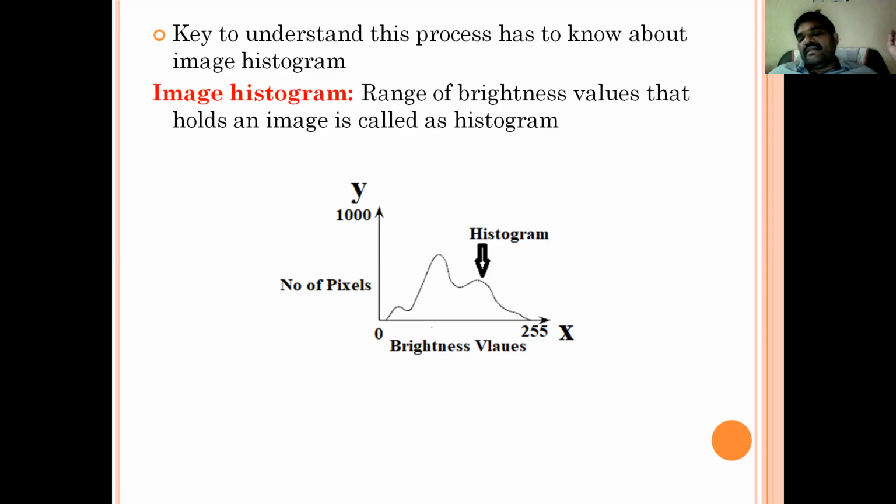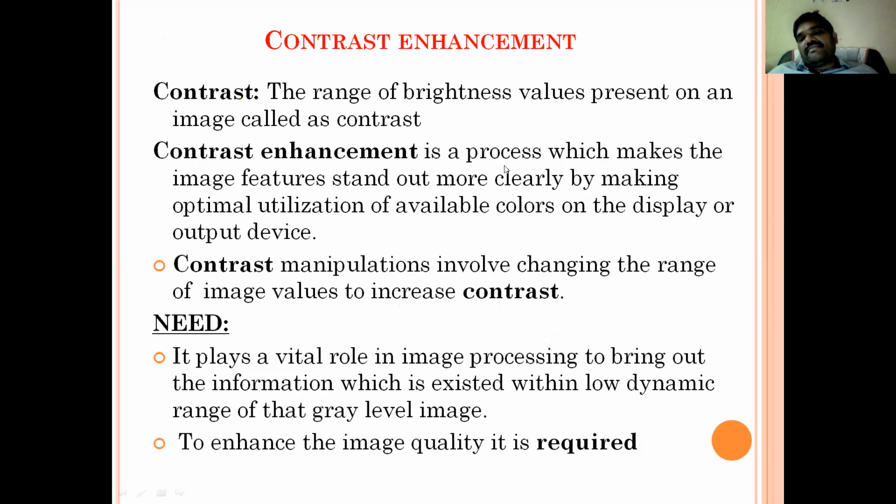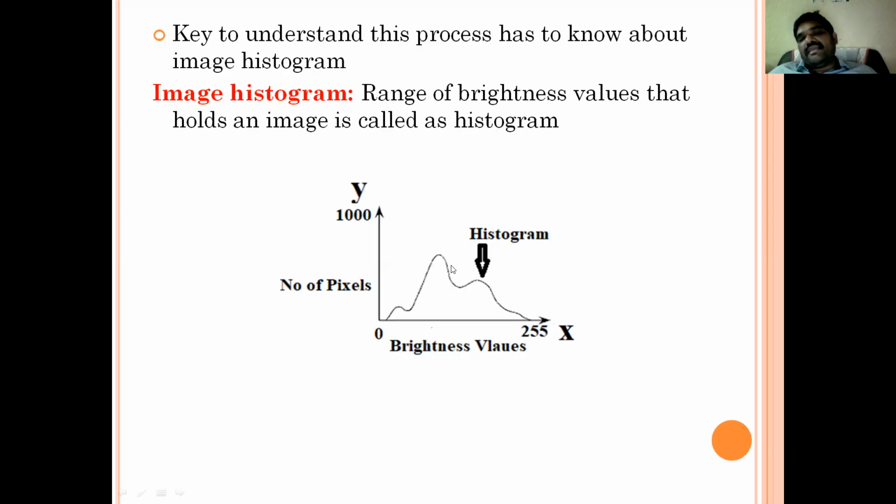Histogram is the range of brightness values that an image holds. Means the range of brightness values from here to here. This is called a histogram. What is contrast? The range of brightness values present in an image is called contrast. See here, what is a histogram? It is the graphical representation of the brightness values that an image holds.